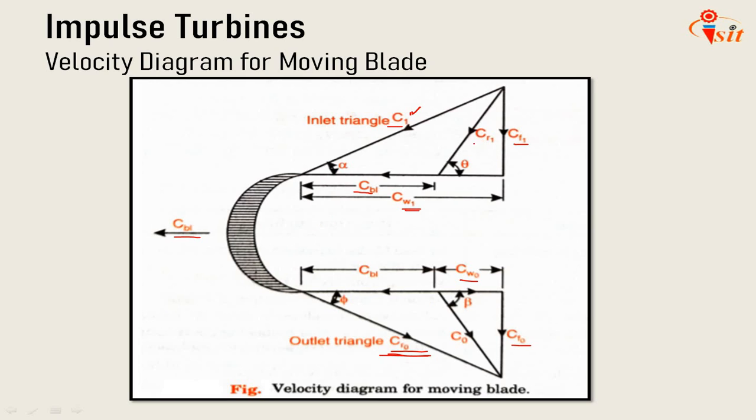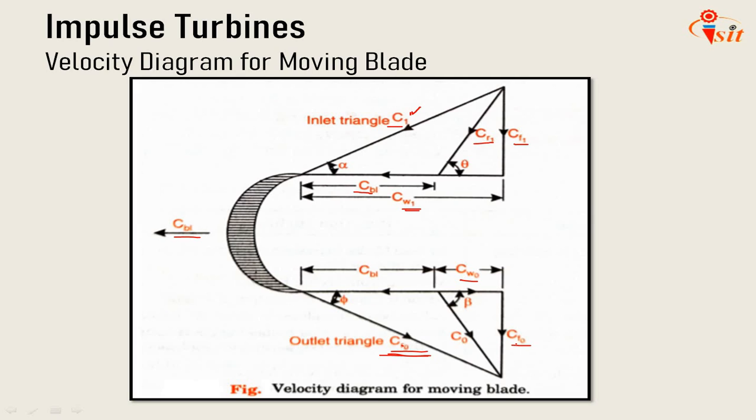CR1 is the relative velocity of steam to the moving blade at entrance. Once again, I am repeating, relative velocity of steam to the moving blade at entrance. Similarly, CR0 will be the relative velocity of steam to the moving blade. This is CR0 and this is C0.